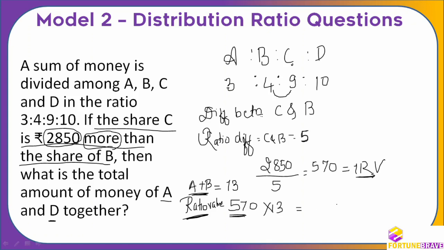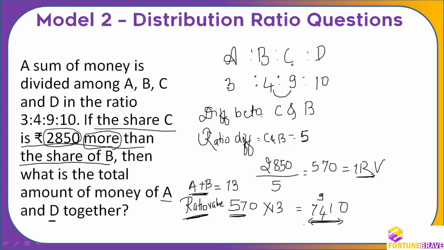So which is equal to 13 sevens. What is 13 sevens? I think it should be 91, and 13 fives is 65. 65 plus 9. 65 plus 9 is 74. So 7410 should be the answer. 7410 should be the answer, right? So the total of A and D.